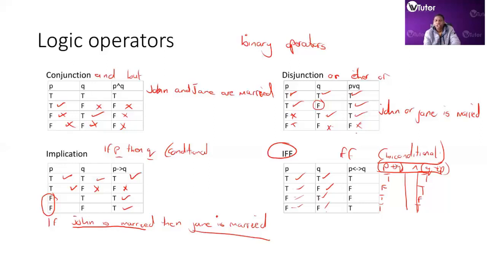And now I want to find the conjunction of these two. True and true, that's true. False and true, that's false. True and false, that's false. True and true, that's true. So you see that this column is similar to this column over here. So a biconditional is a derived operator. If and only if, it's a derived operator, it comes from combining implication and conjunction.